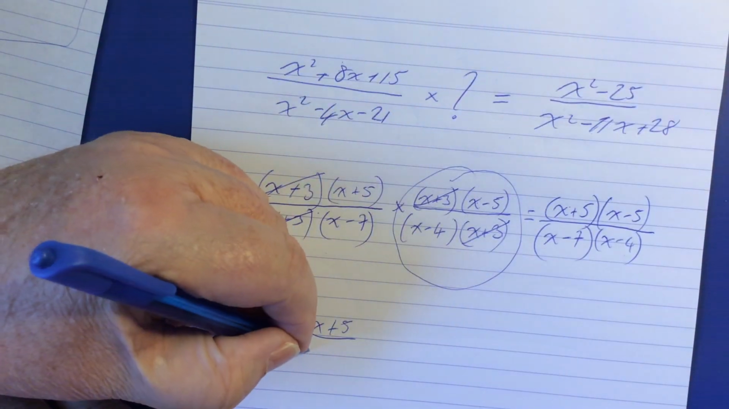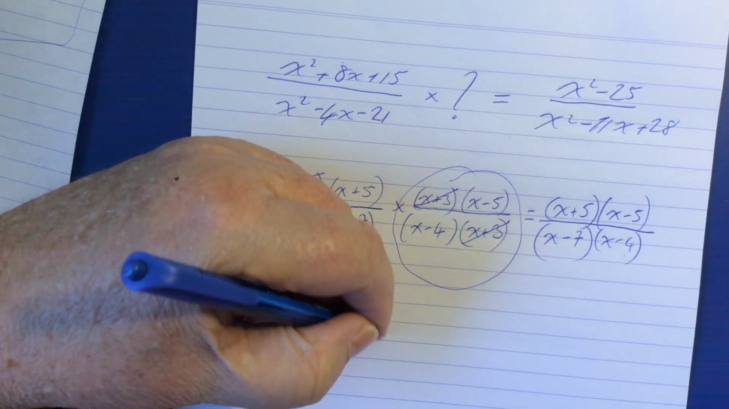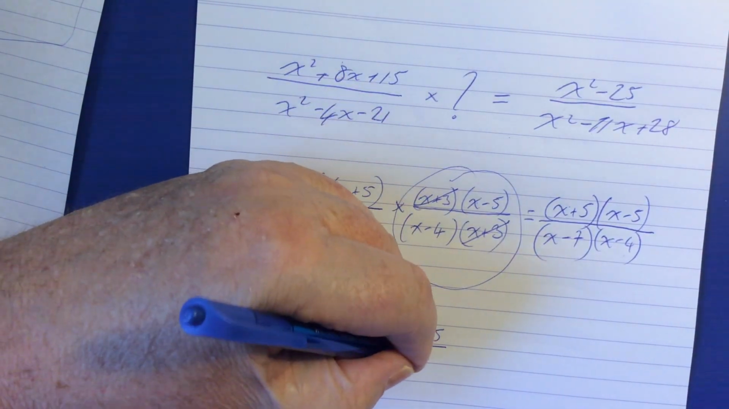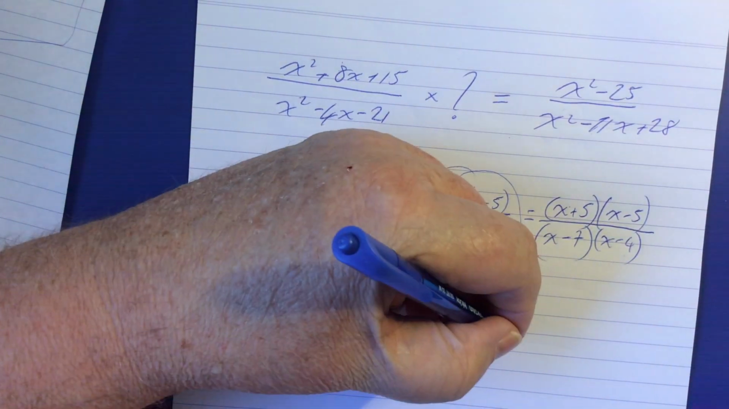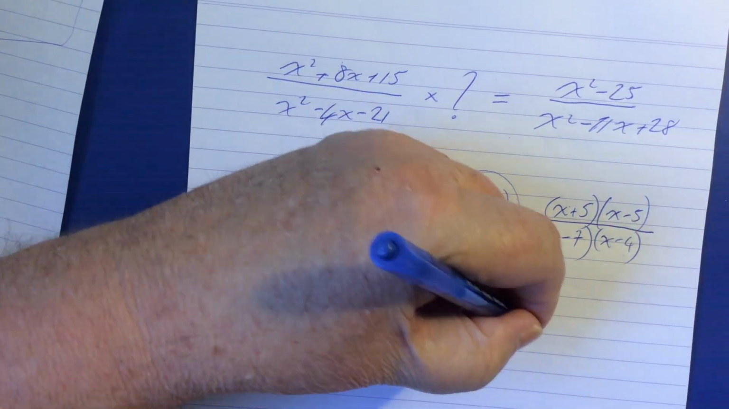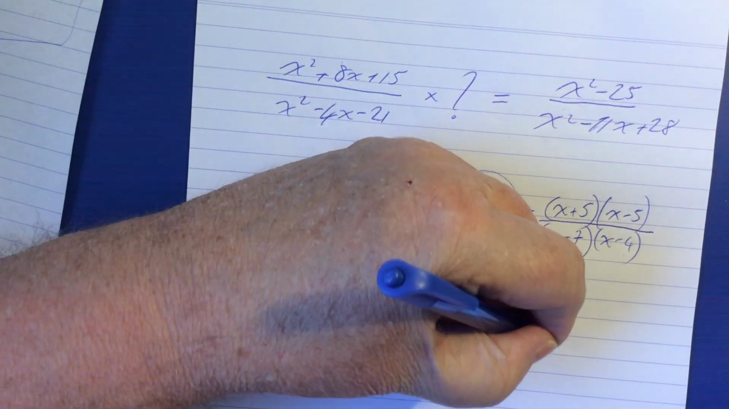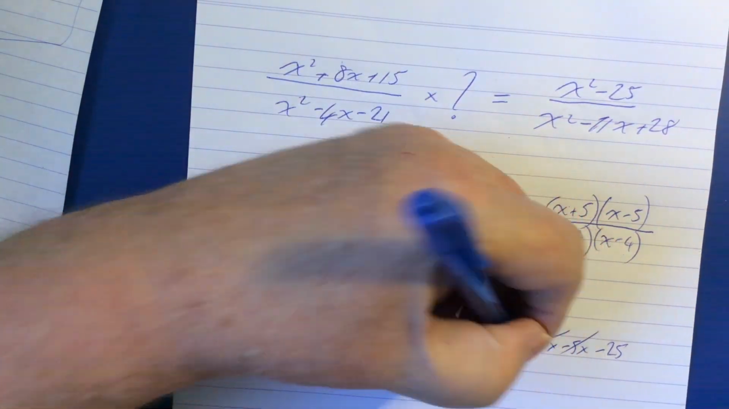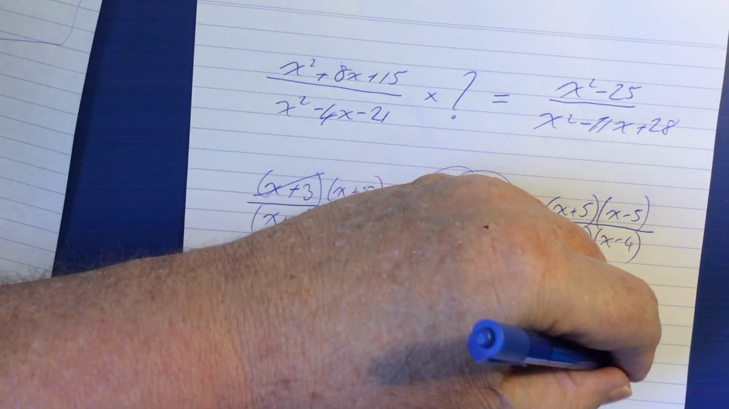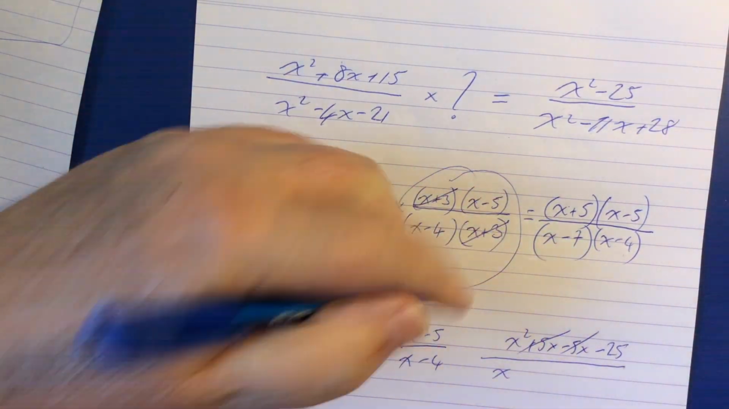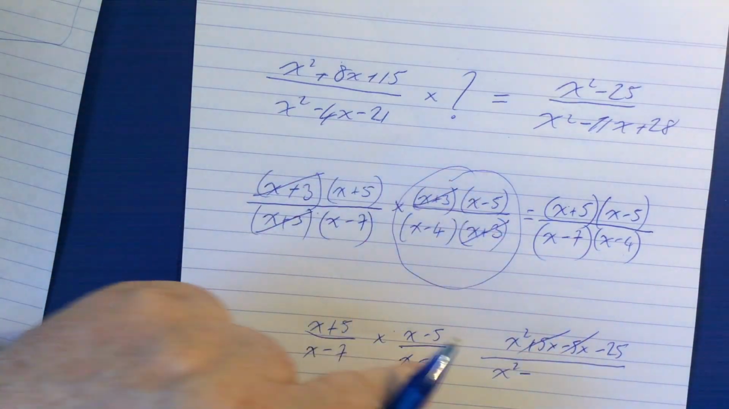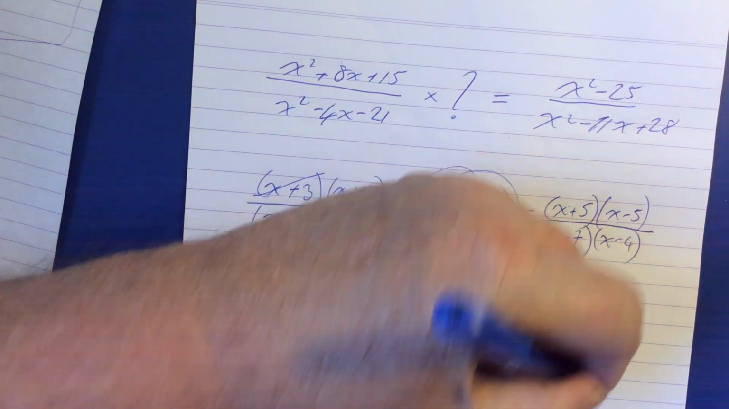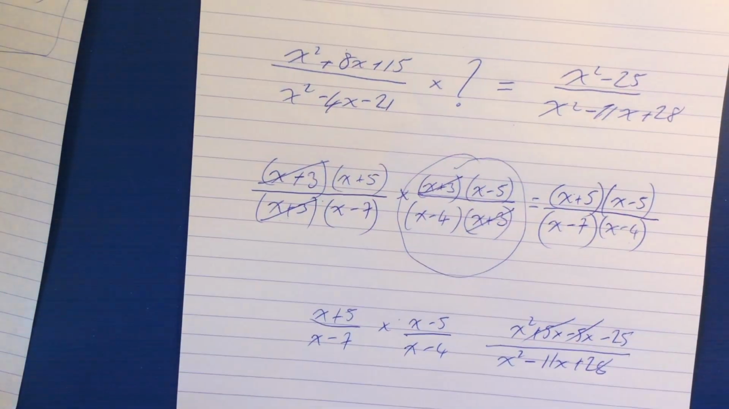x plus 5 over x minus 7 times x minus 5 over x minus 4, which gives me x squared plus 5x minus 5x minus 25. They disappear. This gives me x squared minus 11x plus 28. And that gets the whole thing done.